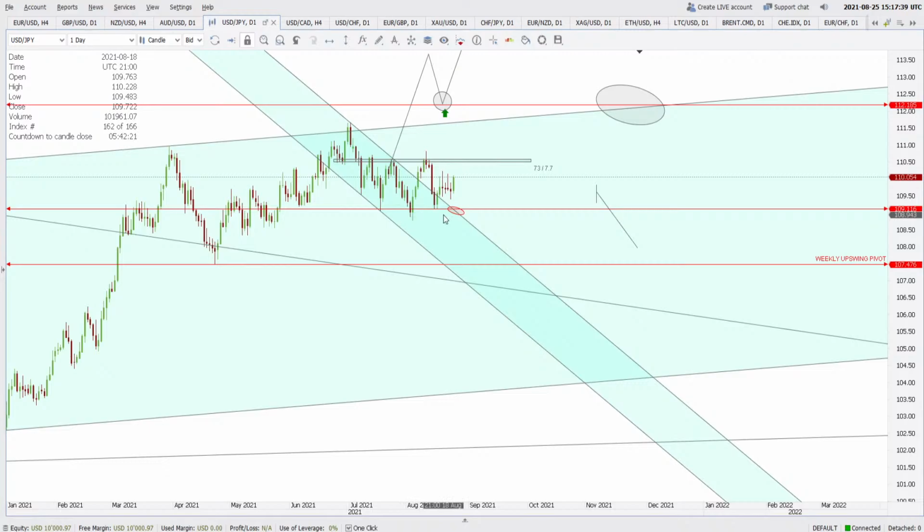On the downside, around the 109.11 area, if you get a buy near this one, it is a good idea. And on the upside, of course, the 110.50 region is the resistance.